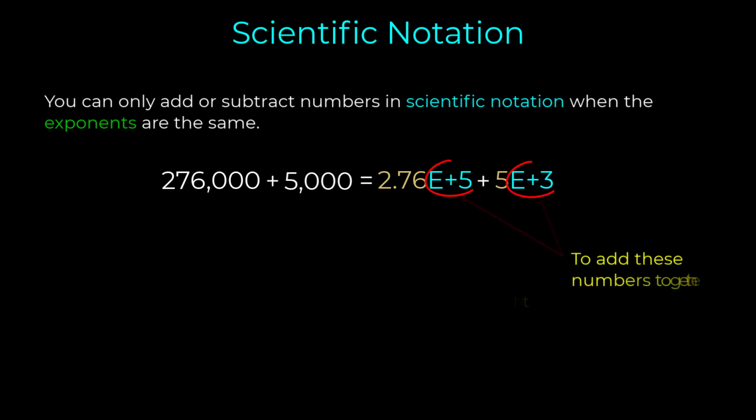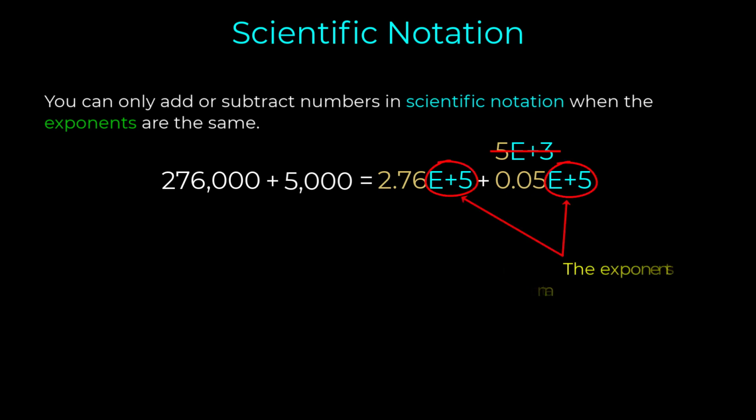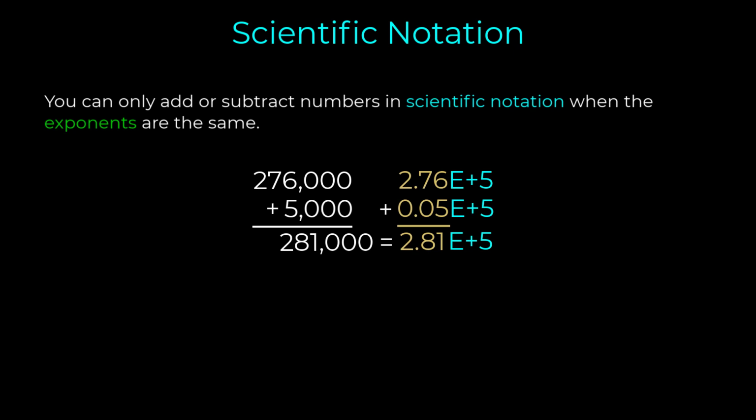To add these numbers together, I must match the exponents. The easiest way to do that is to take 5 times 10 to the 3rd and move the decimal point in the significand 2 places to the left, thus increasing the exponent by 2 from 3 to 5. Now 5,000 is expressed as 0.05 times 10 to the 5th. The exponents match, and I can add the significands as I would normally add two real numbers. 2.76 plus 0.05 equals 2.81. I keep the exponent of 5. The answer is 2.81 times 10 to the 5th power.